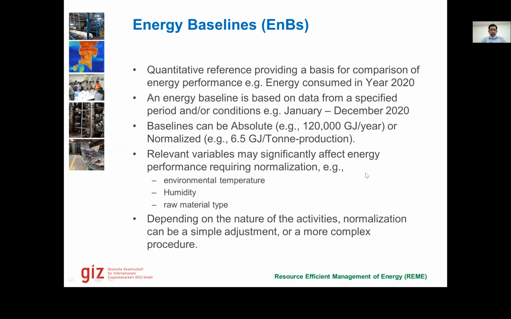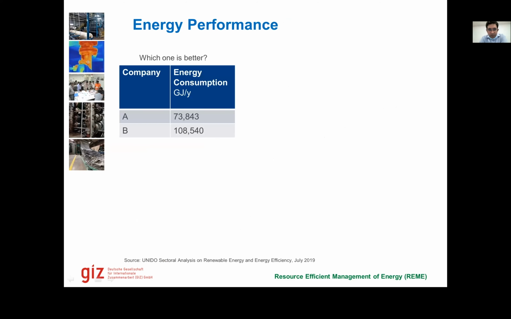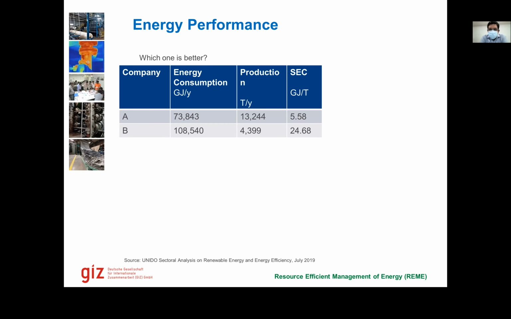So what do you think? There are two companies, company A and company B, and their annual energy consumption is mentioned there. Company A consumes 73,843 gigajoules per year, and company B consumes 108,540 gigajoules per year. What do you think? Which company is better in energy performance? And what do you think now?